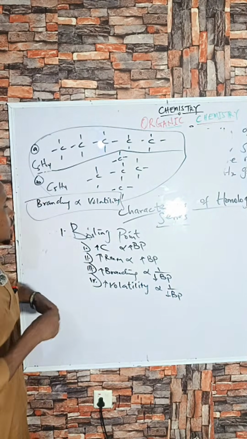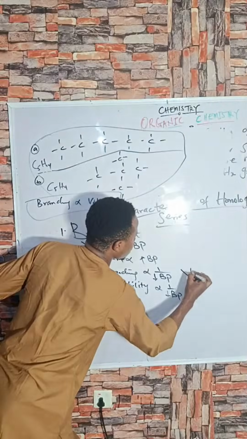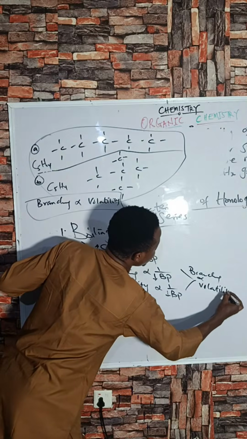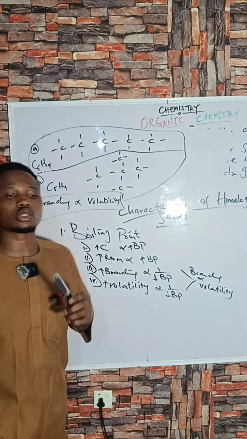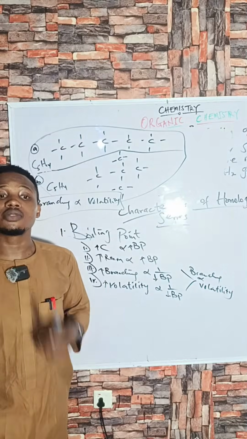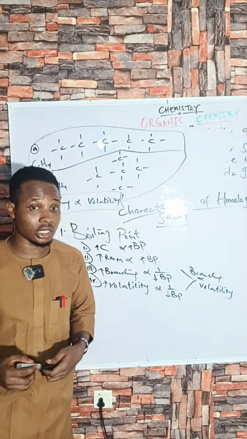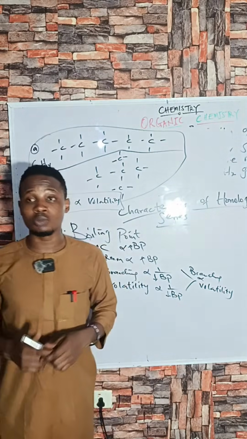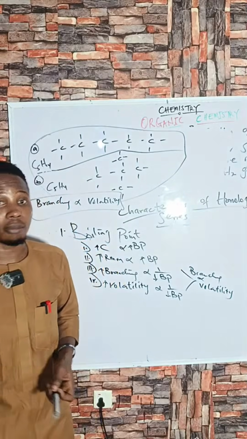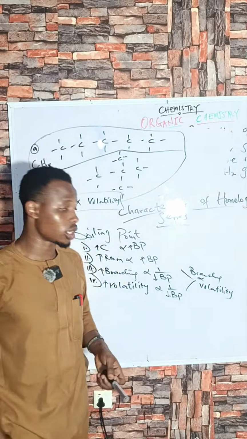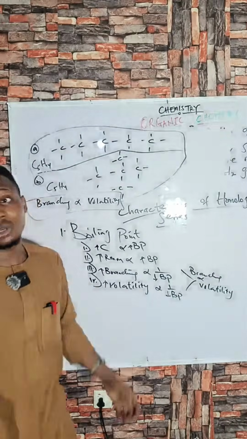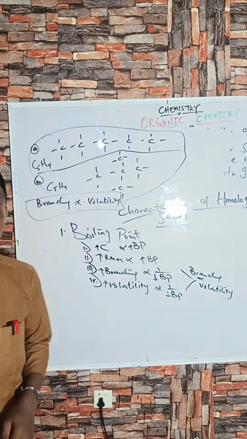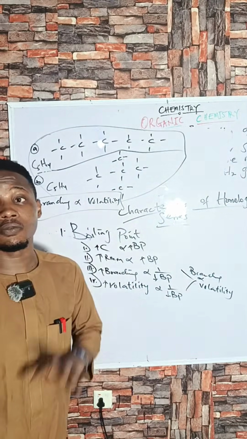That's the case, but please note that branching is directly proportional to volatility. So the more the branching, the more the volatility. You must also note that the more volatile a fuel is, the better fuel it is. If a fuel is more volatile, it makes it a better fuel, although volatility should not be too much, so that we don't end up with a knocking engine.